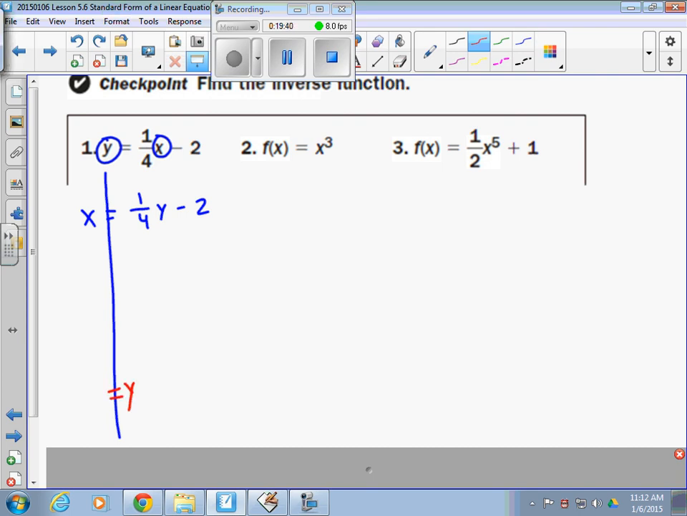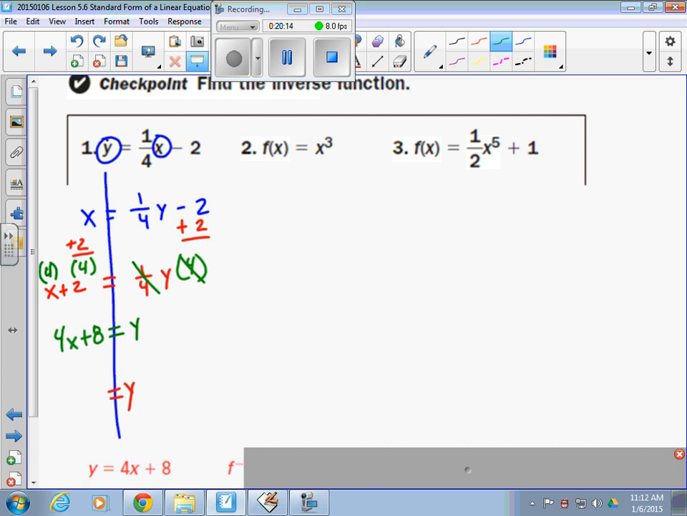Y equals. Undo minus 2 by adding it to both sides. X plus 2 equals 1/4 times y. 1/4 times y is the same thing as dividing by 4. So undo divide by 4 by multiplying that side by 4. If you multiply that by 4, do this and this by 4 as well. 4 times x is 4x. 4 times 2 is plus 8. That'll cancel out. Y equals 4x plus 8.